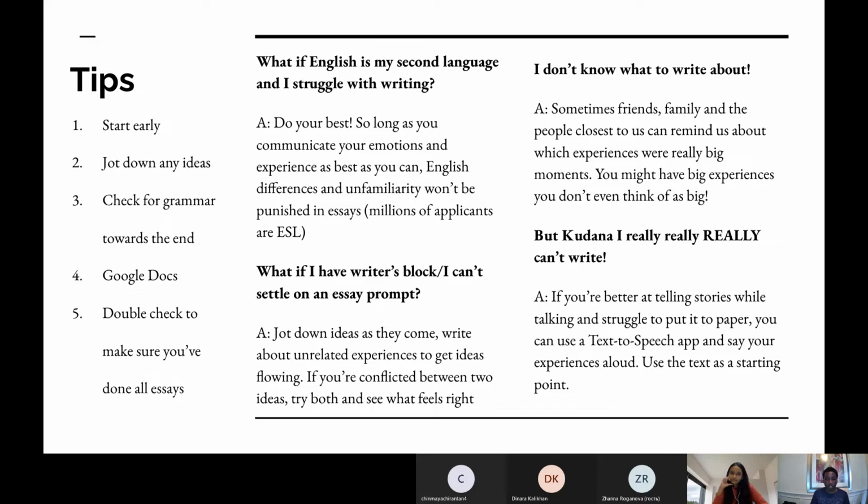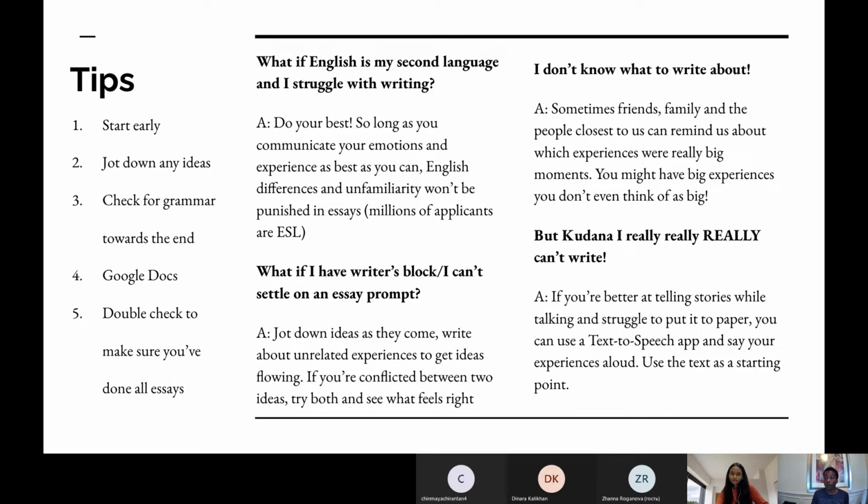If you have writer's block or you can't settle on an essay prompt, jot down ideas as they come. You can write about unrelated experiences to get the ideas flowing. Something that I had when I was doing college applications is I just have a scratch pad. And I would just be writing my thoughts down, writing about other stories in my life, even if it might not be the super big college application story which I'm trying to write about. That'll be a good way to get the flow going.